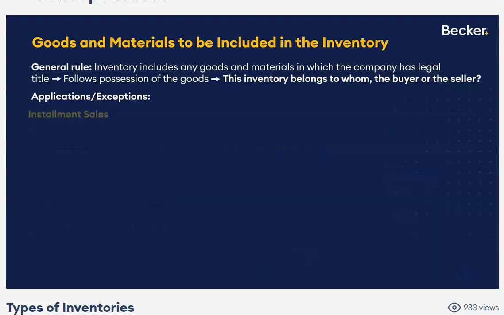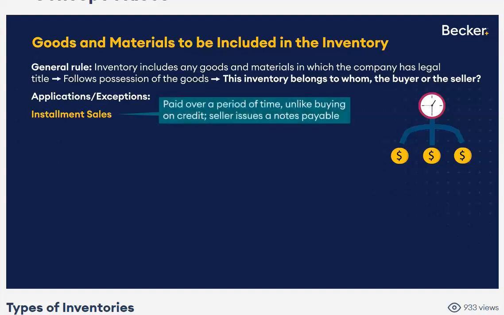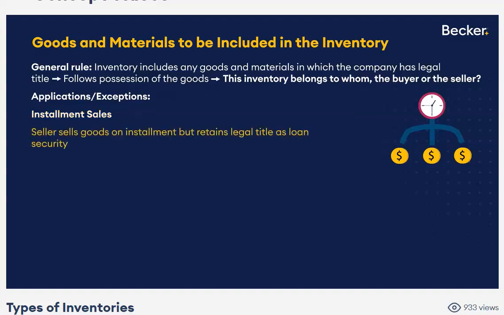Really weird. And then the last situation is somebody buys goods, but they're going to pay for it over a period of time. It's not like the normal buying on credit. Instead, you're going to sign a note payable, and it may take you a number of years to pay for this inventory. So that's called an installment sale. Now, the seller's worried that the buyer, the debtor, is going to default. So they tell the buyer, listen, I'm going to sell you these goods on credit, but I'm keeping title to it, because if you default on the loan, I want the right to be able to take that inventory back. The question is then, who should include those goods in inventory?